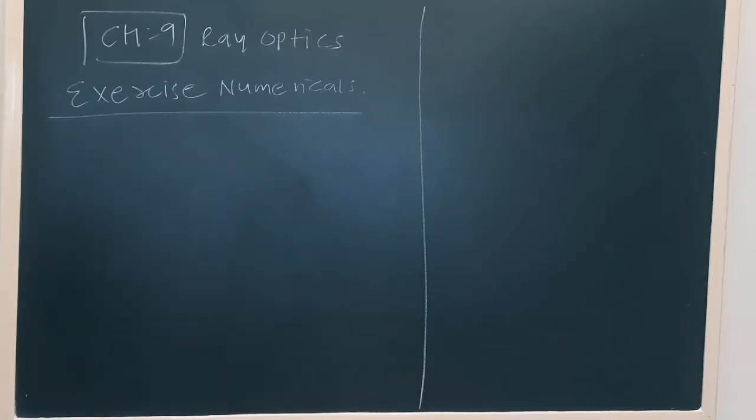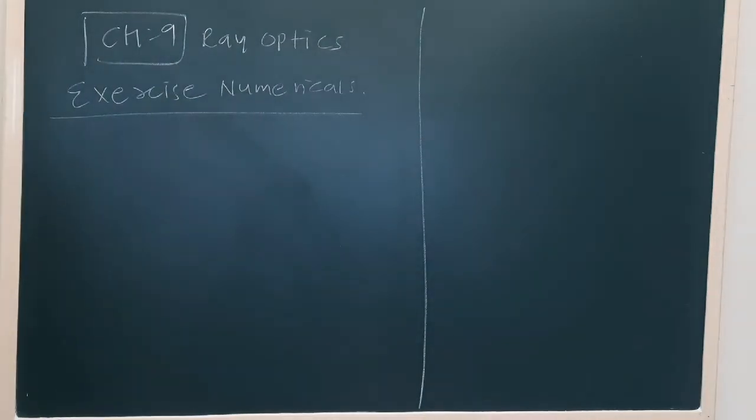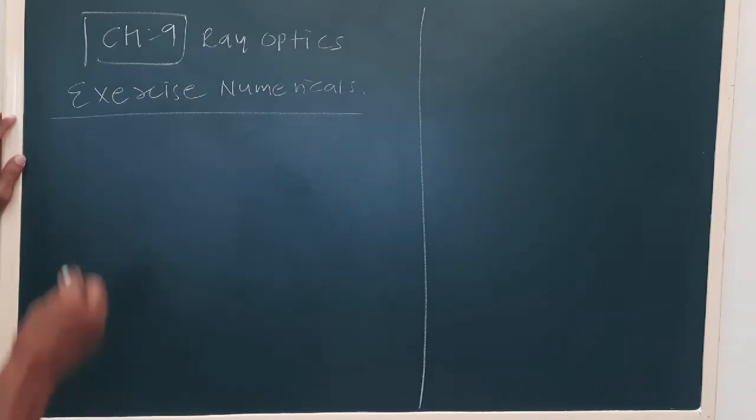Dear students, see in lesson number 9, that is ray optics. Last time we completed examples and started exercise numericals. So we completed up to exercise numerical number 9.4. Now today we proceed further.